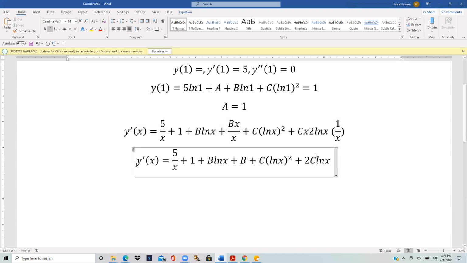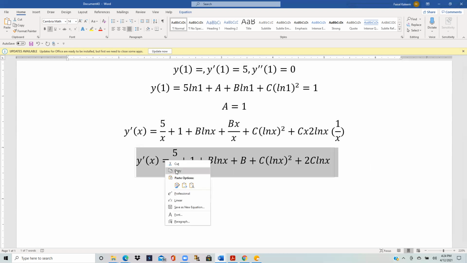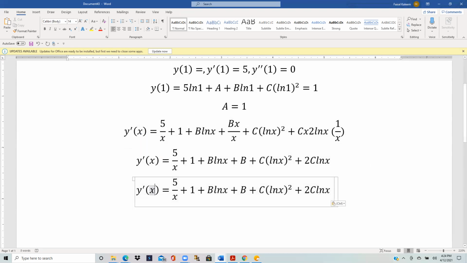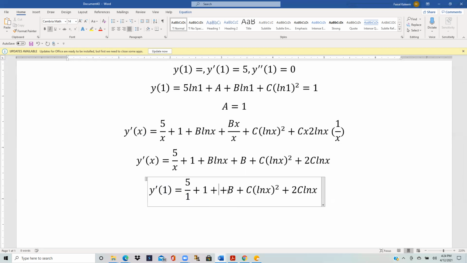All right, so now I substitute 1, because y prime 1 is 5. So y prime 1 would be 5 over 1, plus 1, and again, now I know that ln 1 is 0, so this term will just go away. And similarly, wherever you have ln, that term will go away.